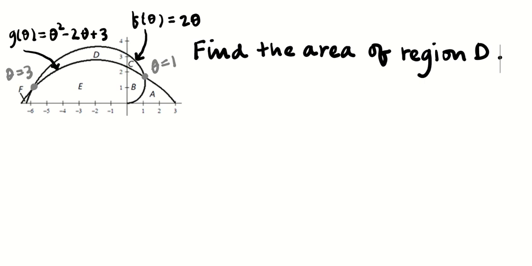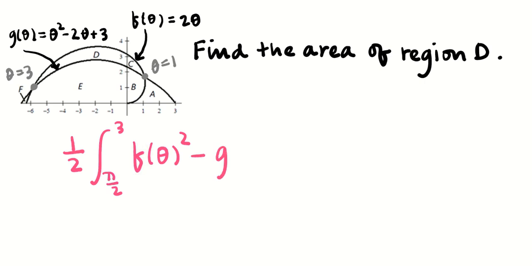Region D is going to be more of the same, right? Because if I draw my radial line from the origin out to the edge of D, I'm hitting two curves. So I know that I'm going to have 1/2 of the integral, but this one's going to go from theta equals pi over 2, the y-axis is what's splitting C and D, all the way to theta equals 3. So I've got pi over 2 up to 3. On the outside, I've got f of theta, that's this curve, right? And so I'll have f of theta squared minus, on the inside, g of theta squared, d theta. And that would be how I would find the area of region D.